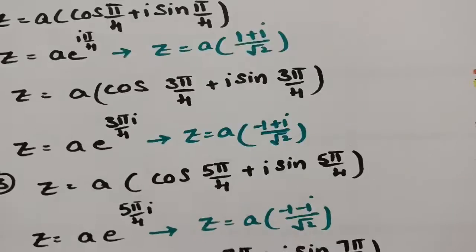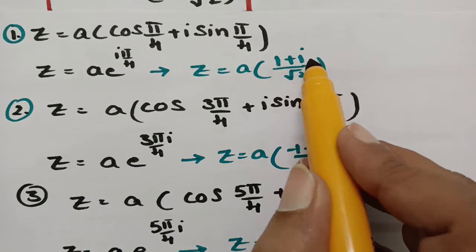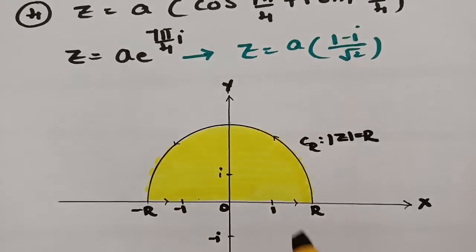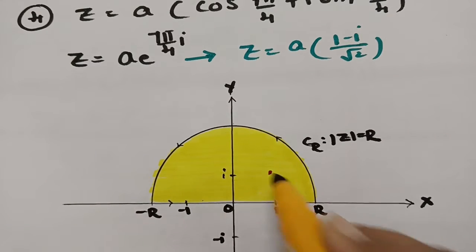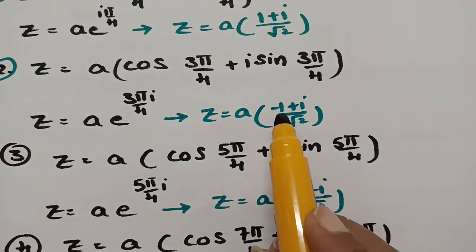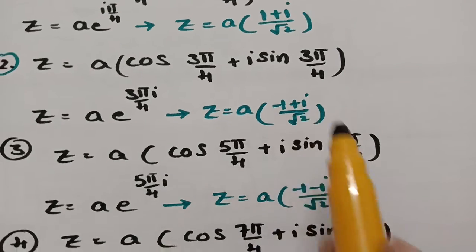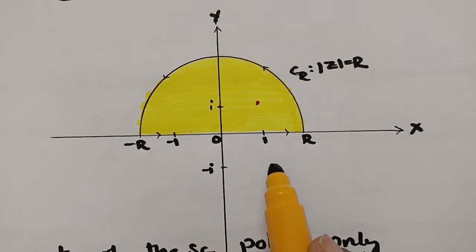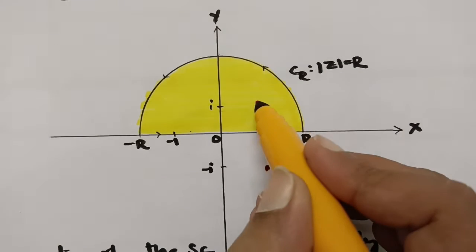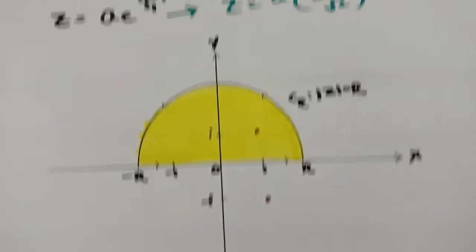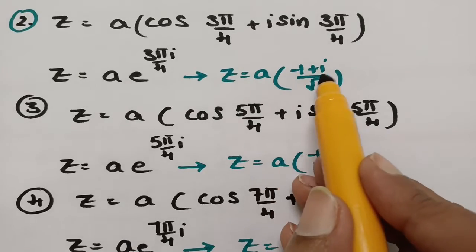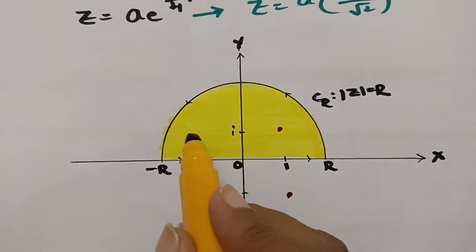So here, this is 1 plus i. 1 plus i can be written as 1 and i. So this is 1 and this is i. The point is inside. The next one is minus 1 plus i. So this is minus 1 and this is plus i. So the first pole is this one and the second pole is this one. Minus 1, sorry, this is minus 1 plus i.